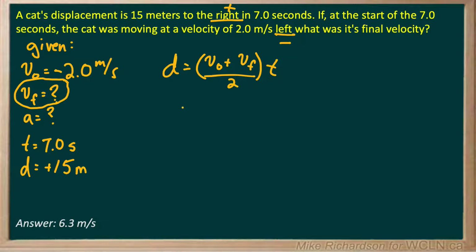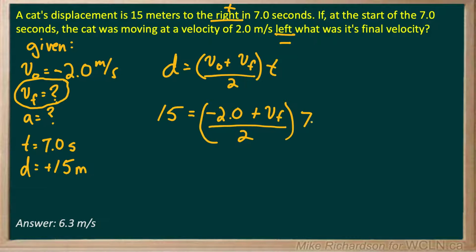Now we're trying to find v final, so let's put our numbers in. D is positive 15. V initial was negative 2. We're looking for v final. All of that's divided by 2. And we're going to take that and multiply it by the time, which was 7 seconds. Now don't go inside the brackets till the very end. It's just more efficient when you do your algebra if you leave that till the very end.